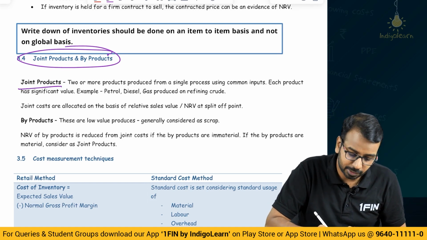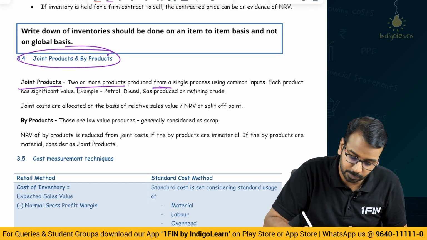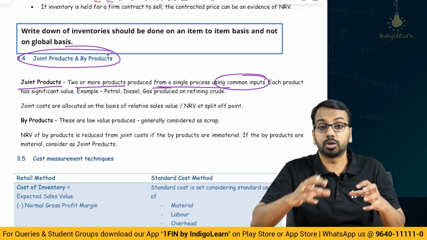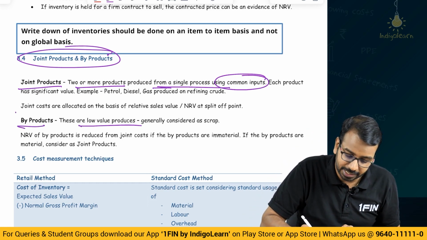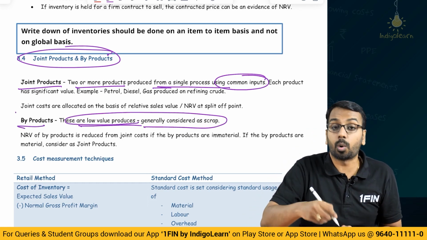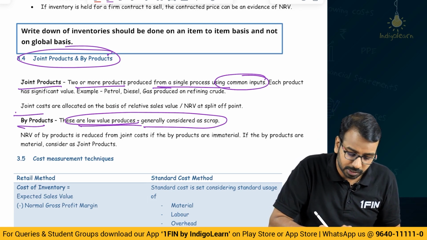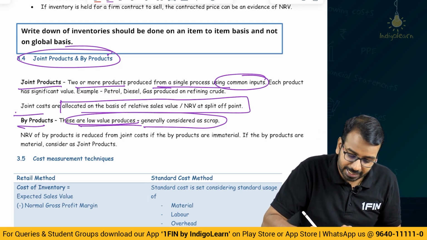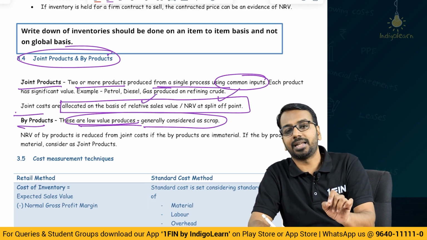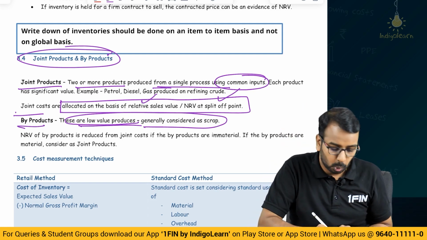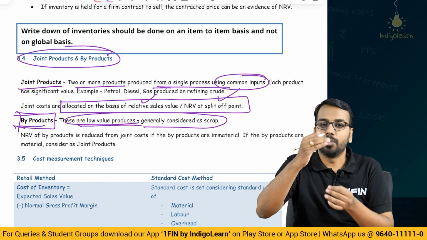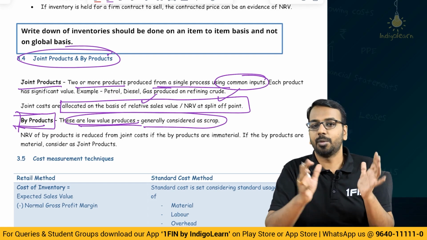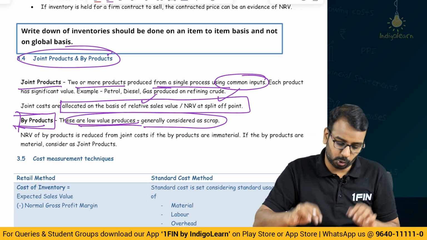Then you have the concept of joint and byproducts. Joint products are two or more products which are produced from a single process using common inputs. Both the products are valuable. Byproducts are low valued products. Generally they are considered as scrap. Now what do we do with the joint cost? Joint costs are allocated on the basis of relative sales value or net realizable value at the split off point. What do we do with the byproduct? Whatever revenue you get from the byproduct, you will reduce from the cost of the main product or from the joint cost.